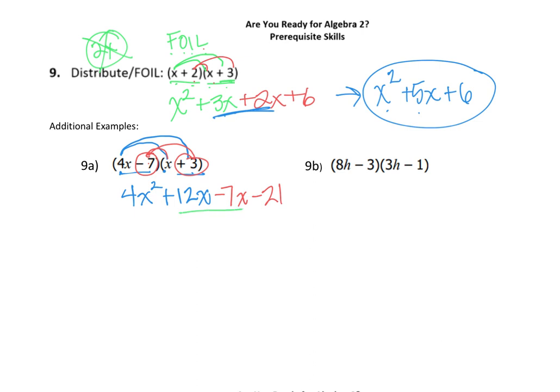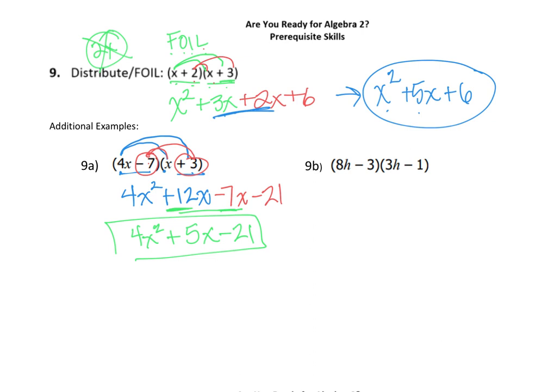I look for my like terms. Again, they will be in the middle. So I'm left with 4x squared, positive 12 minus 7 leaves me with a positive 5x, minus 21. Okay, that one's done.